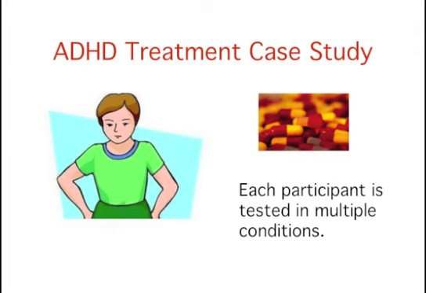Let's consider how to analyze the data from the ADHD treatment case study. These data consist of the scores of 24 children with ADHD on a delay of gratification task. Each child was tested under 4 dosage levels. In this section, we will be concerned only with testing the difference between the mean in the placebo condition and the mean in the highest dosage condition.